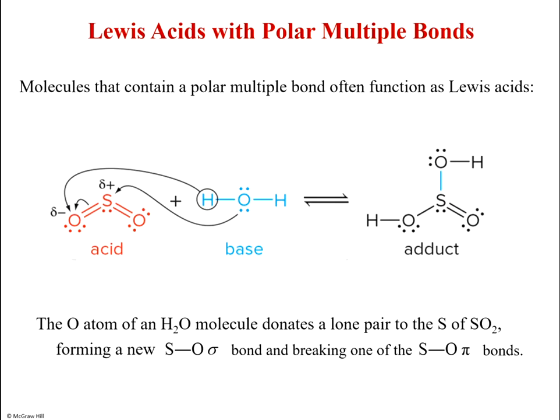Here we see Lewis acids with polar multiple bonds. So molecules that contain a polar multiple bond often function as Lewis acids. So for example, we have sulfur dioxide, and that can react with water. The electron pair of water is donated to the sulfur to form sulfurous acid. The oxygen atom is the electron pair donor, the base.